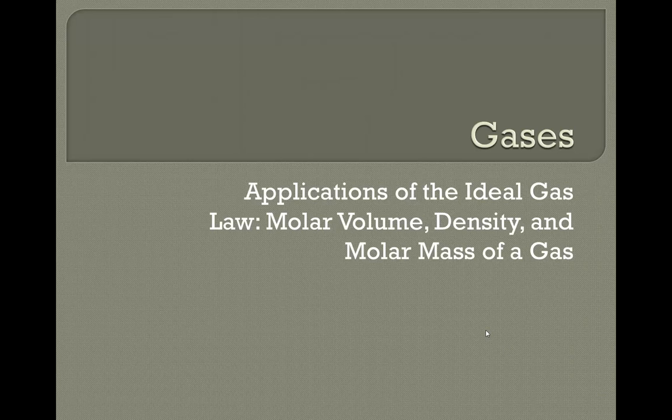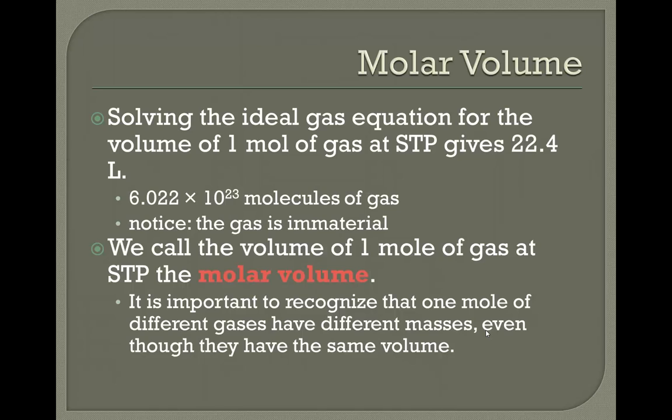In this tutorial, we will be discussing the applications of the ideal gas law, including molar volume, density, and the molar mass of a gas. Solving the ideal gas equation for the volume of 1 mole of gas at STP gives 22.4 liters. If you don't remember, the mole is 6.022 times 10 to the 23rd molecules of gas. So whenever it's at STP, 6.022 times 10 to the 23rd molecules will consume 22.4 liters.